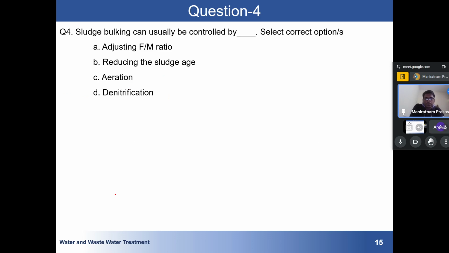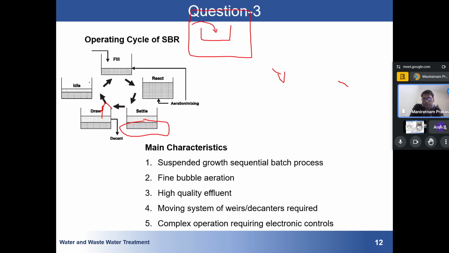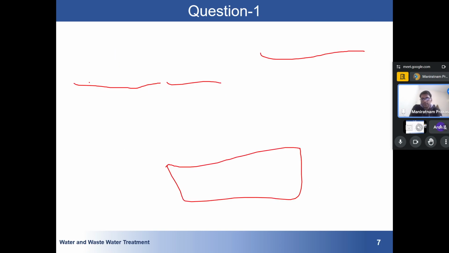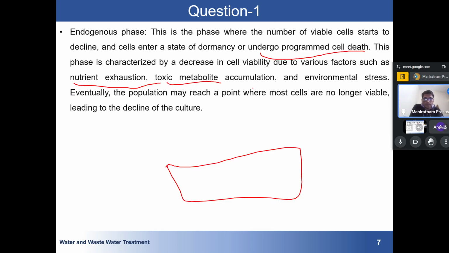Coming to the fourth question, again related to this, now remember sludge bulking. Remember all the questions are related to each other. In the first process also you have seen this: in the decline phase, we saw that accumulation leads to decline of the culture, through factors such as toxin accumulation. This accumulation will be in terms of some solids, meaning some solid is settled down at the bottom of your reactor.